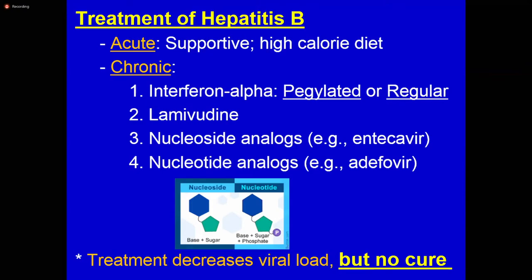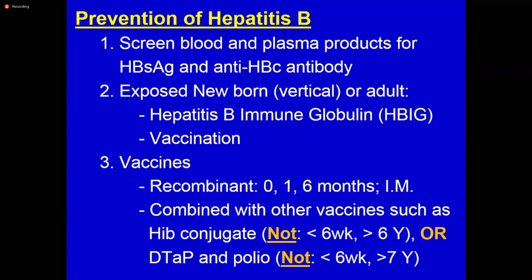Now, nucleoside analog, entecavir, and the nucleotide analog, adefovir. Just remember these names. Prevention of hepatitis B: we have to screen the blood and blood products for hepatitis B surface antigen and anti-core antibody, which tells you about the infection.